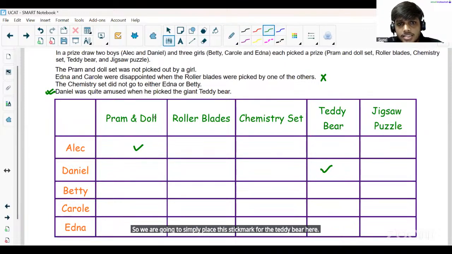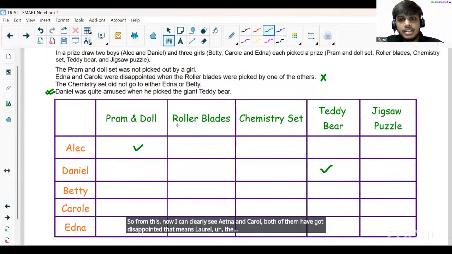So from this, now I can clearly see Edna and Carol, both of them were disappointed. That means these roller blades have gone to Carol. That is why we are going to place a tick mark here for Carol.